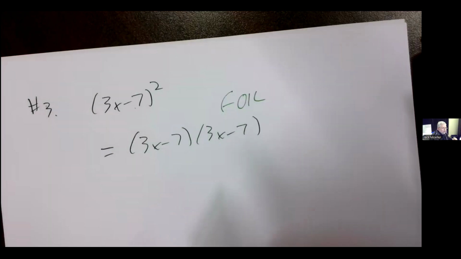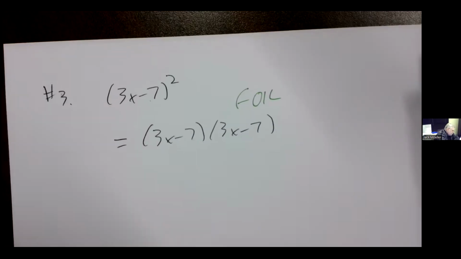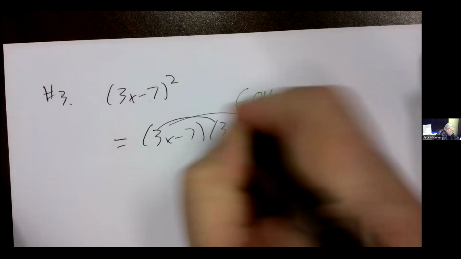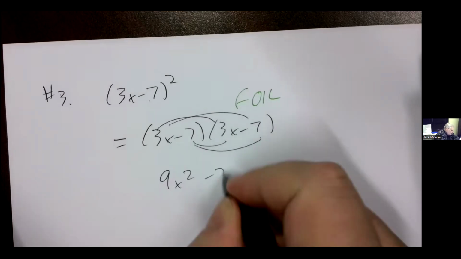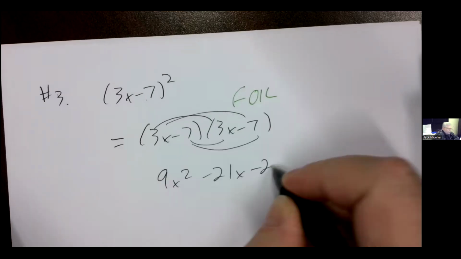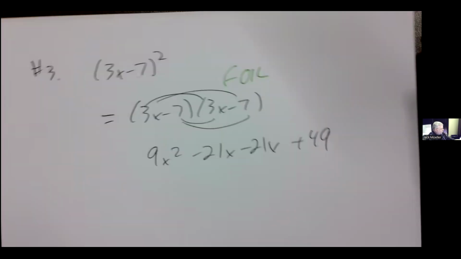FOIL is something that students tend to like, so I'm going to go through that pretty quick. We get 9x squared minus 21x minus 21x plus 49. And then once you FOIL, then you combine like terms.